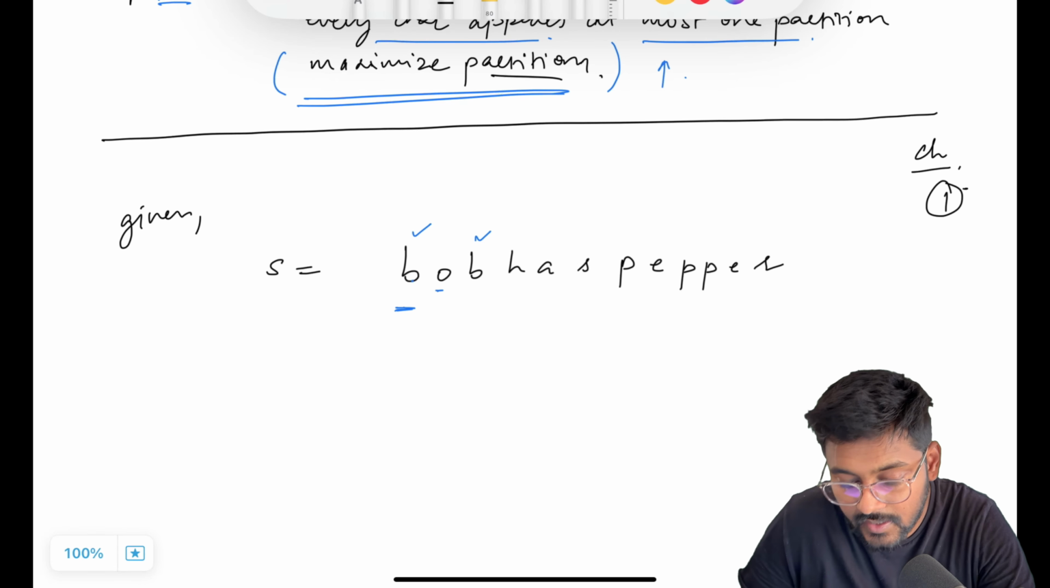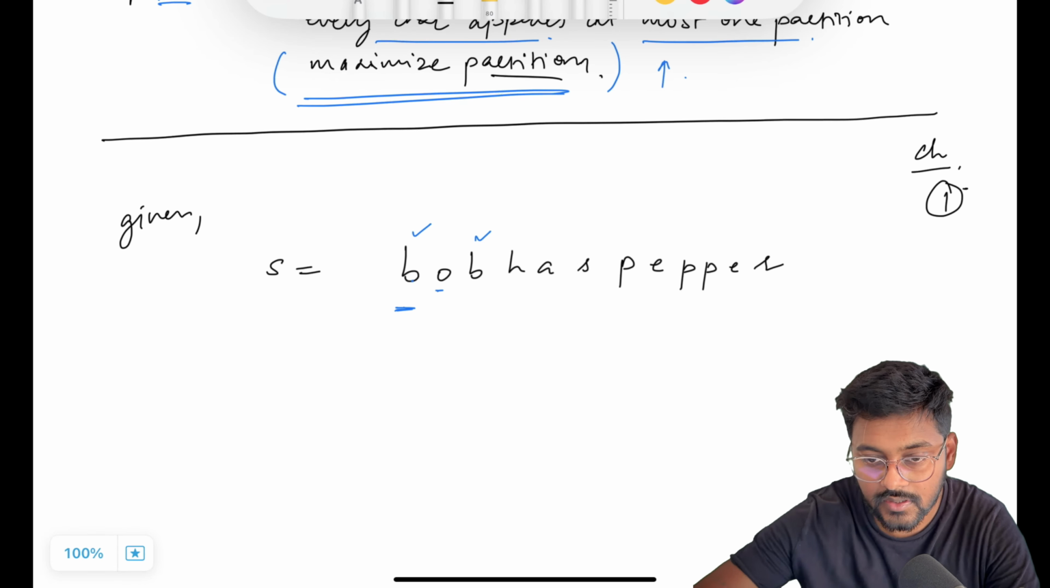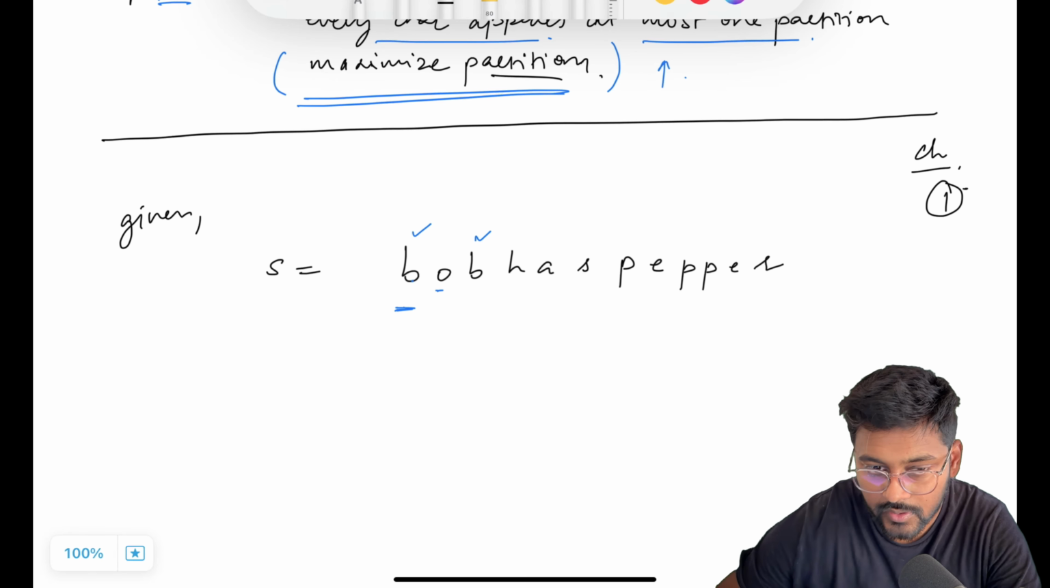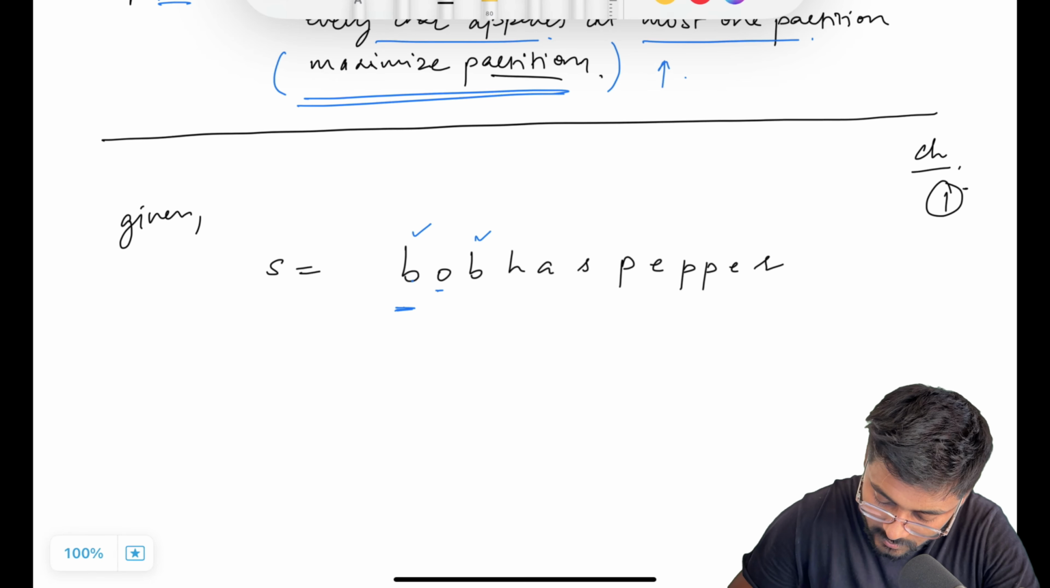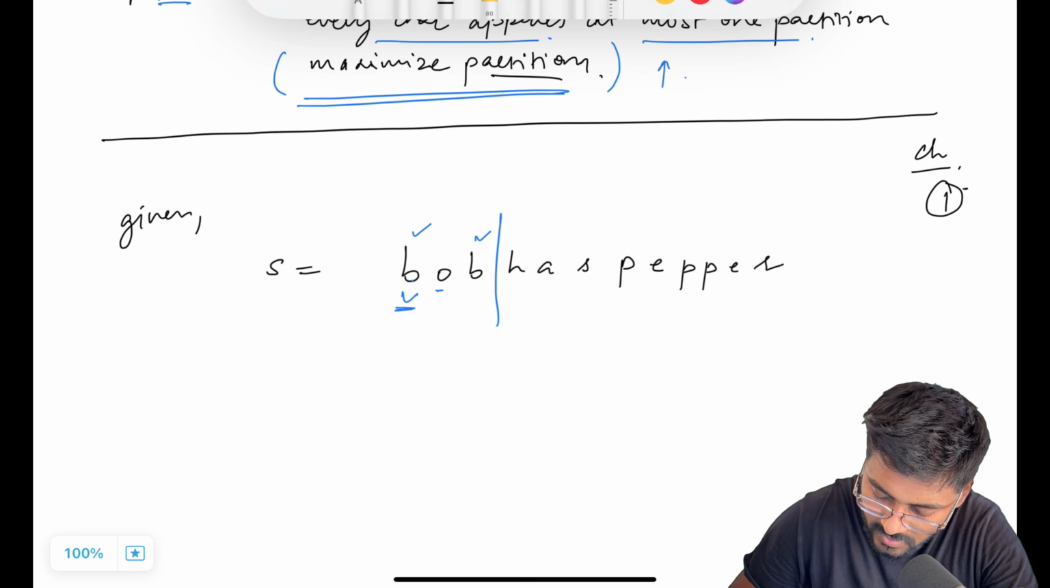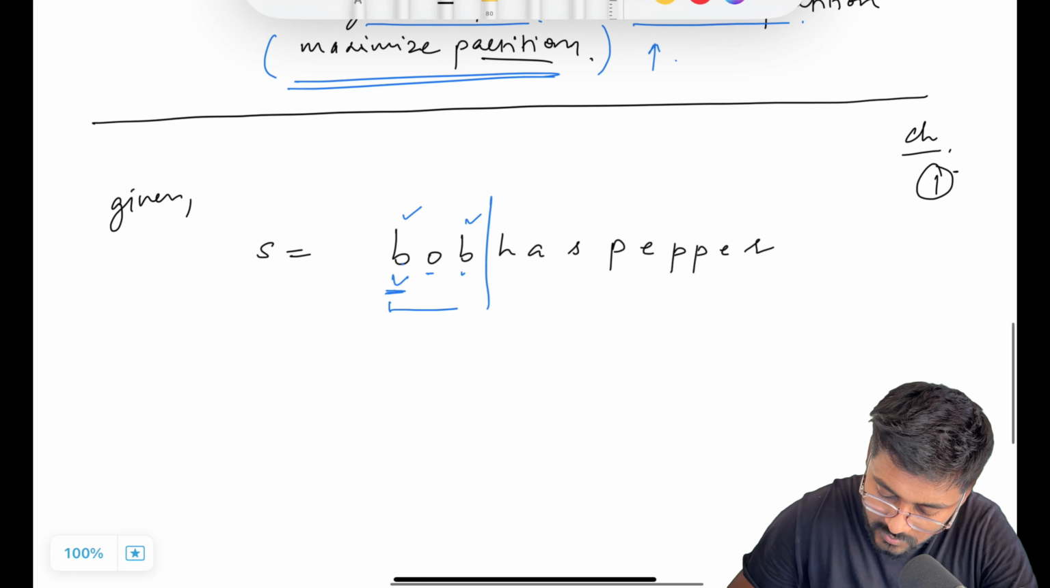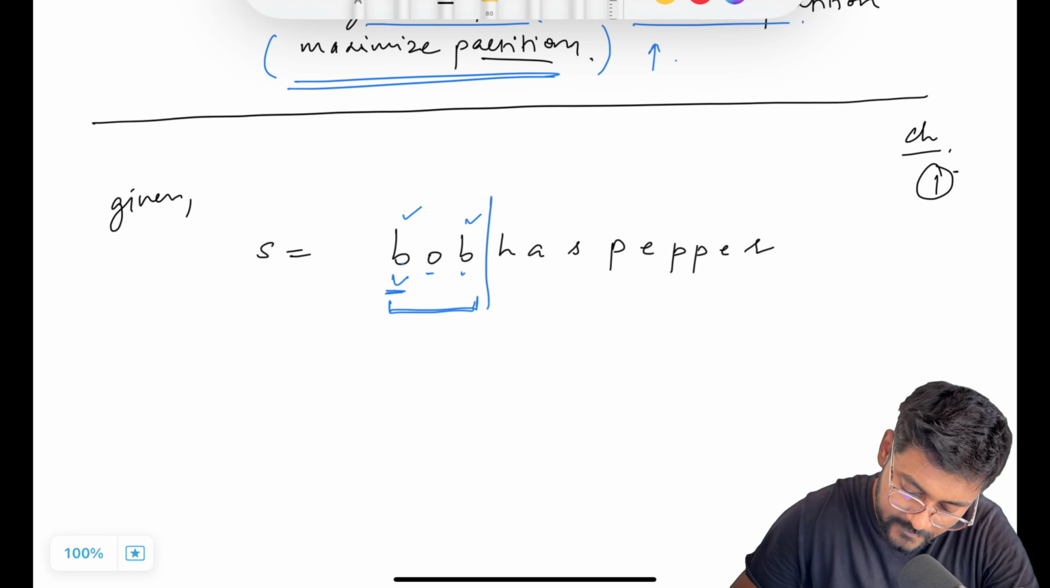Whenever we include a character in our partition, we have to include all the occurrences of that character. B has its last occurrence here. O has only one occurrence, and B has only one occurrence. Nice. So this partition is valid.